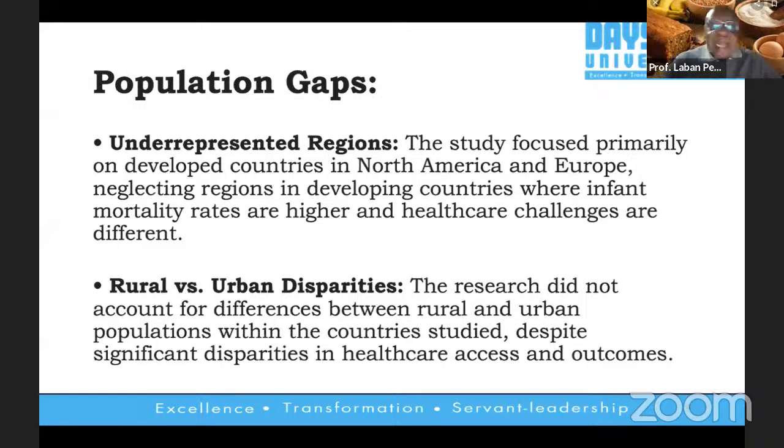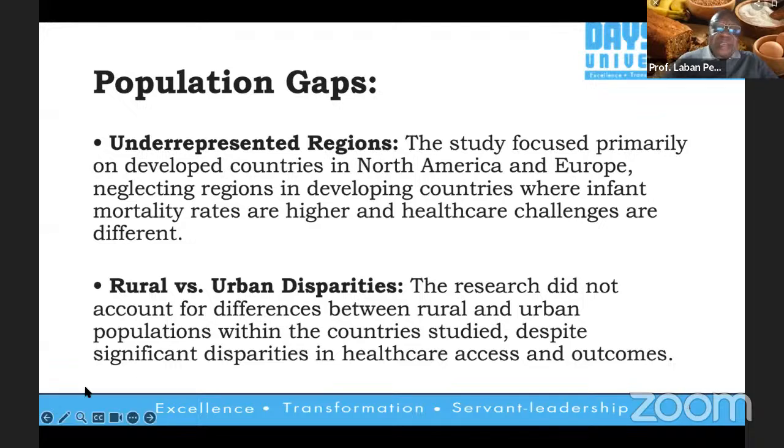Now look at the population gap. A population gap, for example, can be this: underrepresented regions. The study focused primarily on developed countries in North America, this is an article I'm reading, and Europe. Neglecting regions in developing countries where infant mortality rates are higher and healthcare challenges are different. If nothing else, convince yourself that this gap sits in the domain of a population gap.